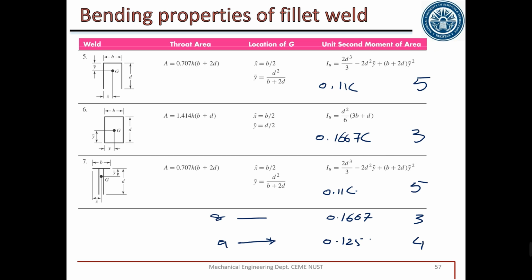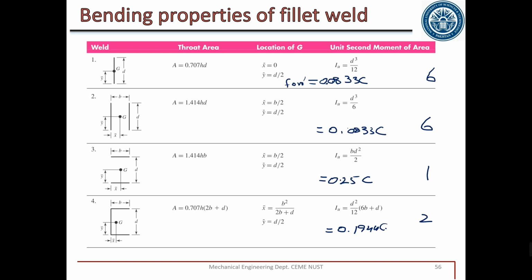So if you have a case of multiple loads, if you have a case of bending plus torsion, then the best option is to use a parallel weld, which is case 3, and not the vertical parallel. This horizontal parallel weld. Vertical parallel has a rank of 6. Horizontal parallel has a rank of 1.